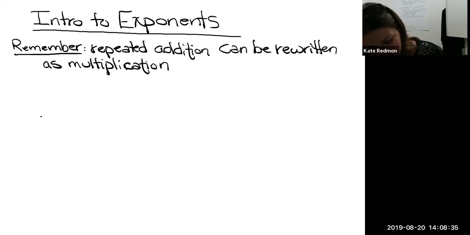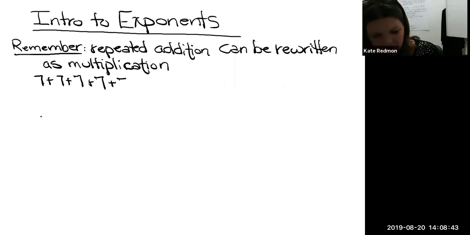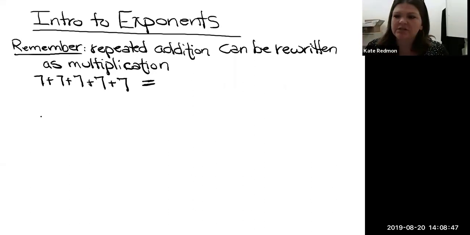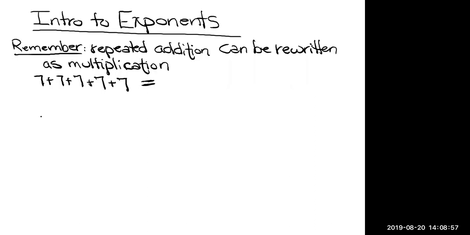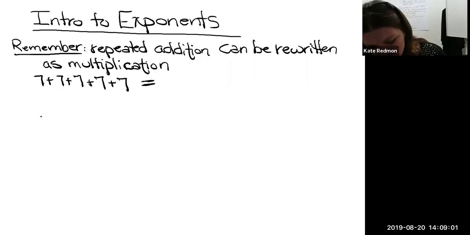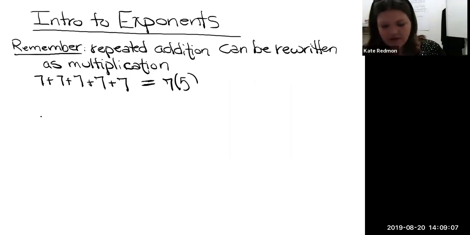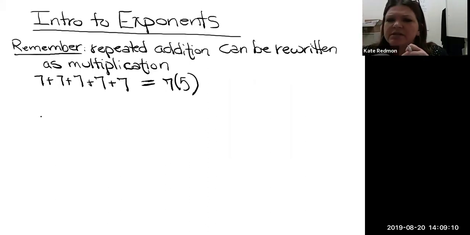For example, 7 plus 7 plus 7, I'm repeatedly adding the same number here. It is equivalent to a multiplication expression, and I bet David knows. What multiplication expression is this equivalent to? 5 times 7. Absolutely. 7 times 5 or 5 times 7, same difference. I think I will write 7 times 5, the number 7 adding 5 times. So two ways to talk about that.